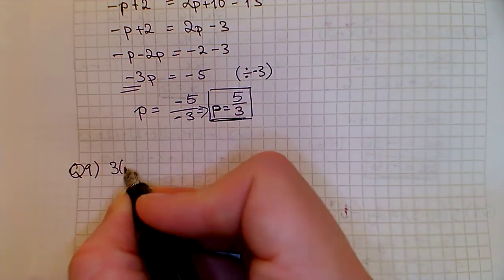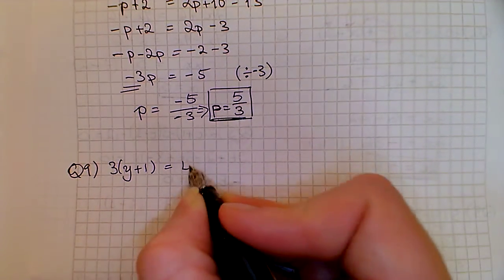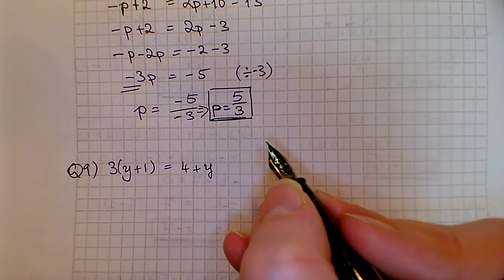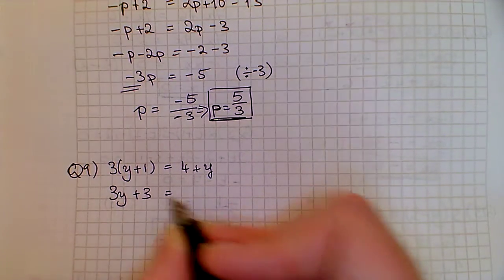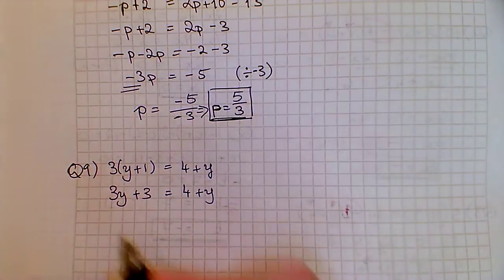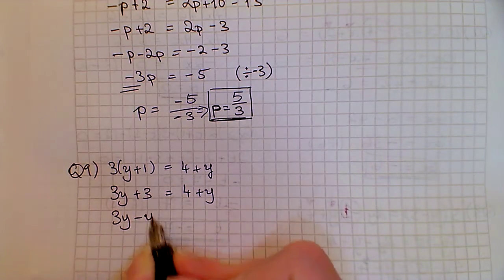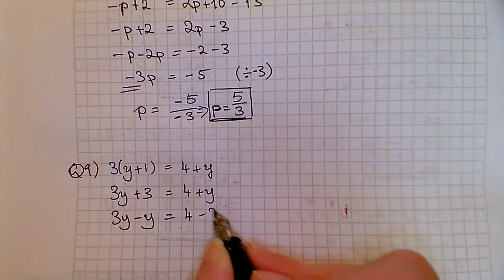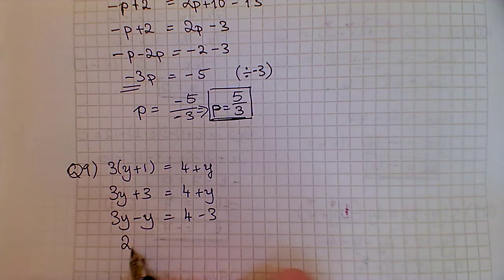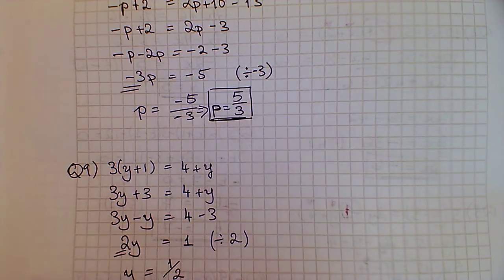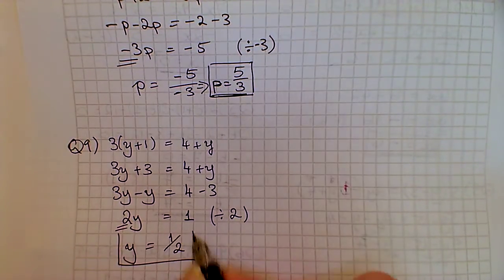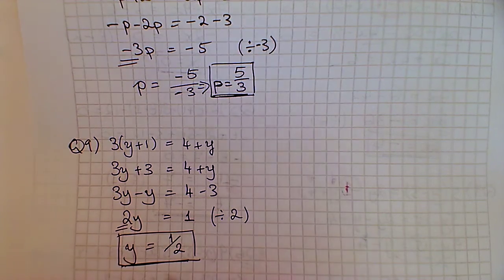Question 9. 3 by y plus 1 equals 4 plus y. So we'll multiply out the brackets. 3y plus 3 equals 4 plus y. Letters left, 3y minus y. Numbers right, 4 minus 3. Simplify and then divide by the coefficient. So y is equal to 1 divided by 2, y is equal to 1/2. And you can write it as a decimal if you want.